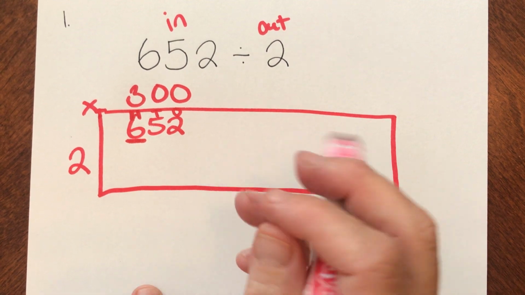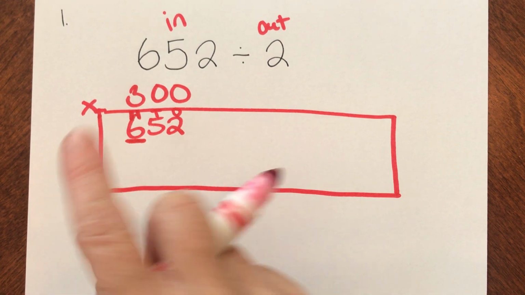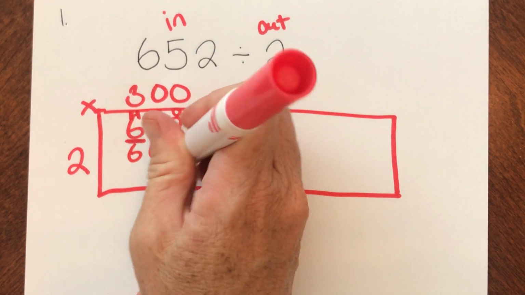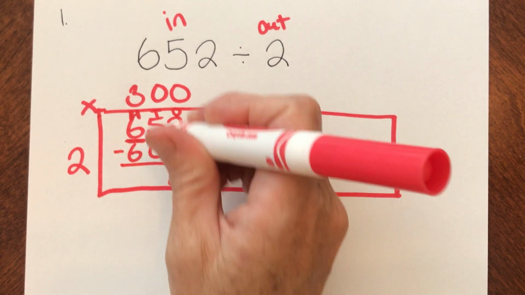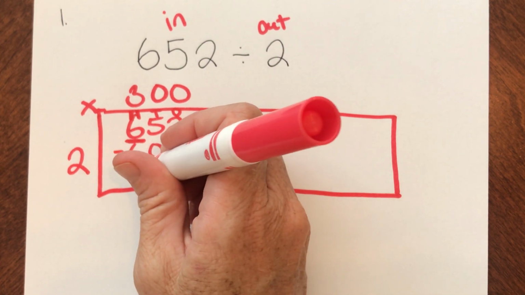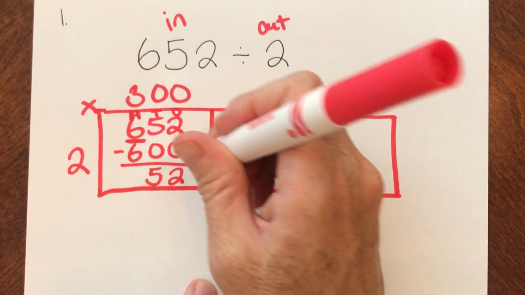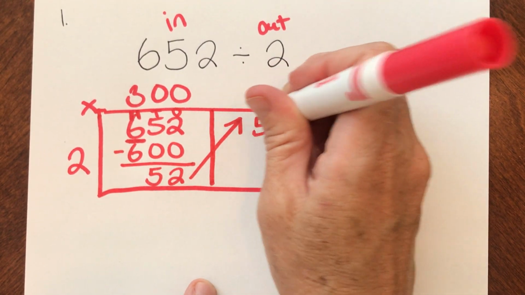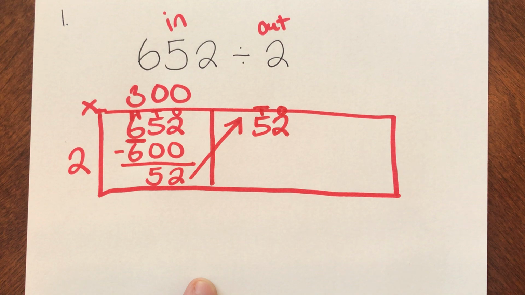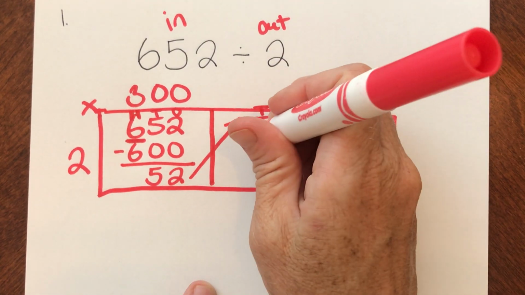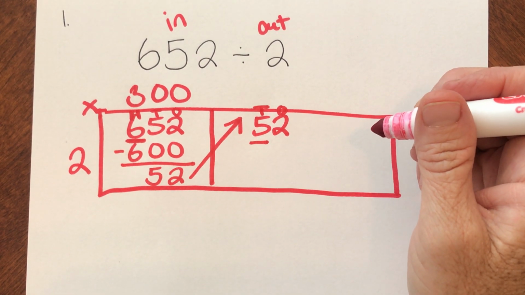Then I'm going to say 300 times 2. What does 300 times 2 equal? 300 times 2 equals 600. And I'm going to subtract. 2 take away 0 is 2, 5 take away 0 is 5, and 6 take away 6 is 0. I'm done with that section, and I'm going to bring this down, and I'm going to go again. This is my ones, and that's my tens. Now I'm going to say, can 2 fit into 5? How many times could 2 fit into 5? 2 can fit into 5 2 times.